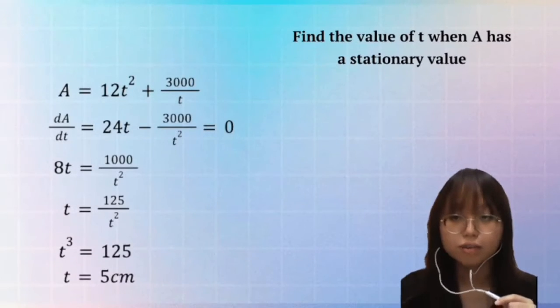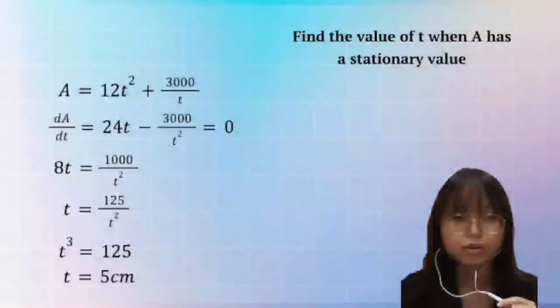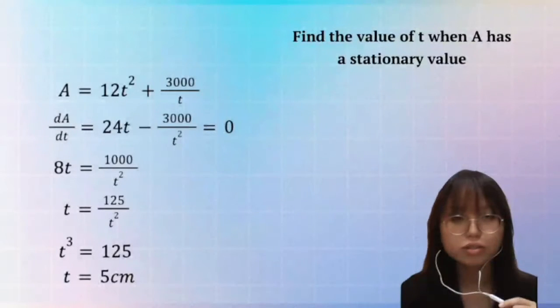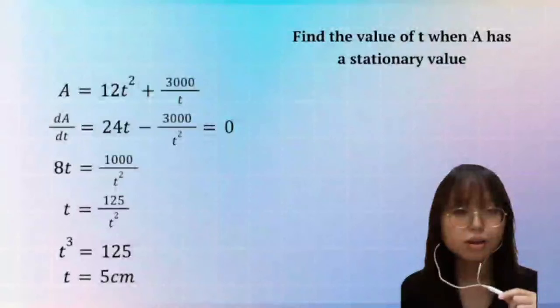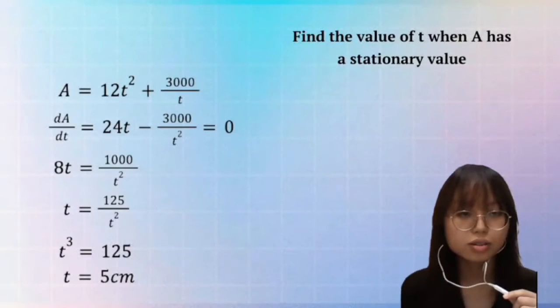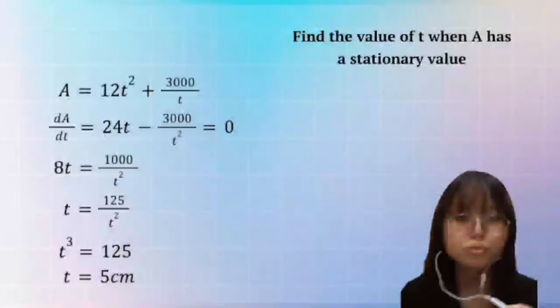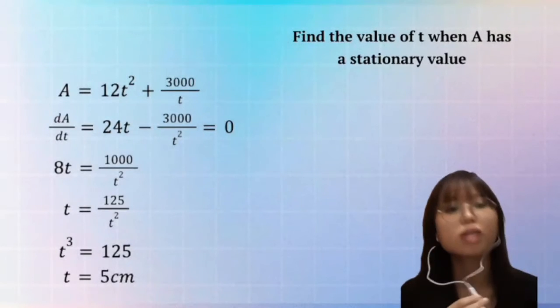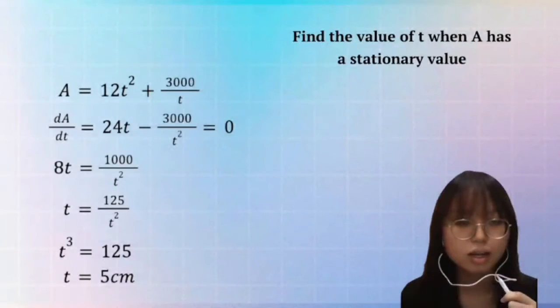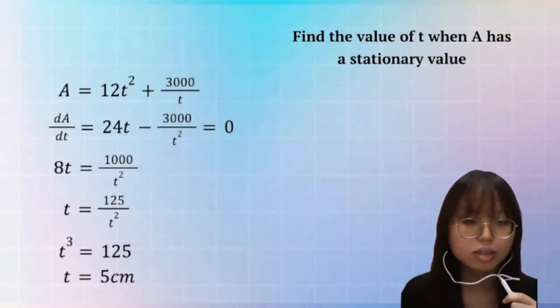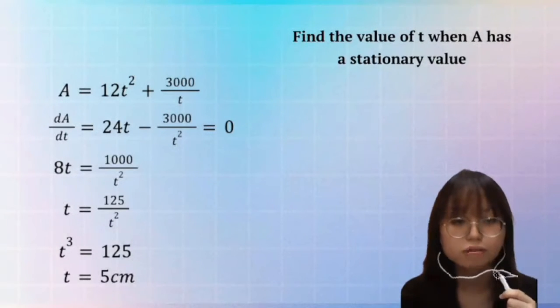Find the value of t when A has a stationary value. A equals 12t square plus 3000 over t. Next, we differentiate dA over dt equals 24t minus 3000 over t square, and set it equal to zero. Then we solve it and get the answer t equals 5 cm.